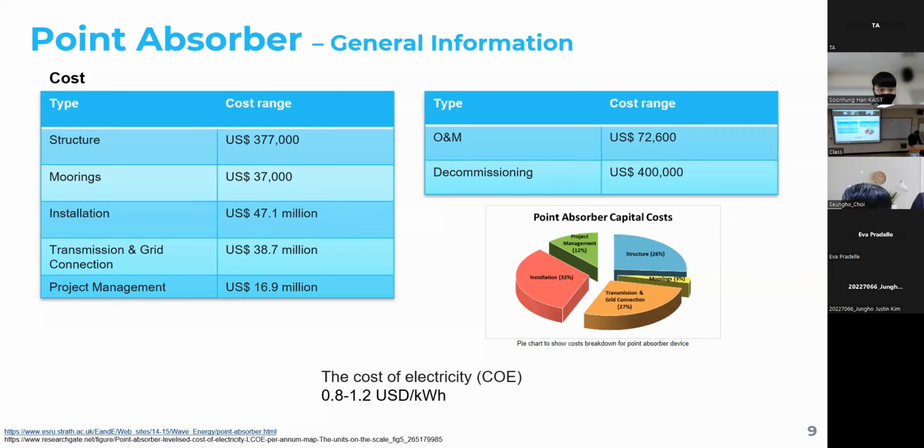And this slide is for the cost of the point absorber. In this slide, as you can see, the right below figure shows the percentage of the costs. Installation and transmission and grid connection shows more than half. The construction cost is very high, and the calculated cost of electricity is 0.8 to $1.2 per kilowatt hour. It is quite expensive to produce the electricity.